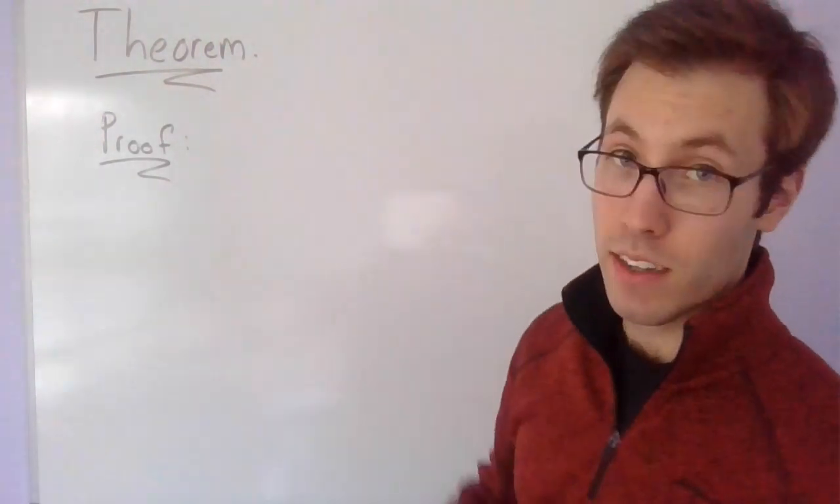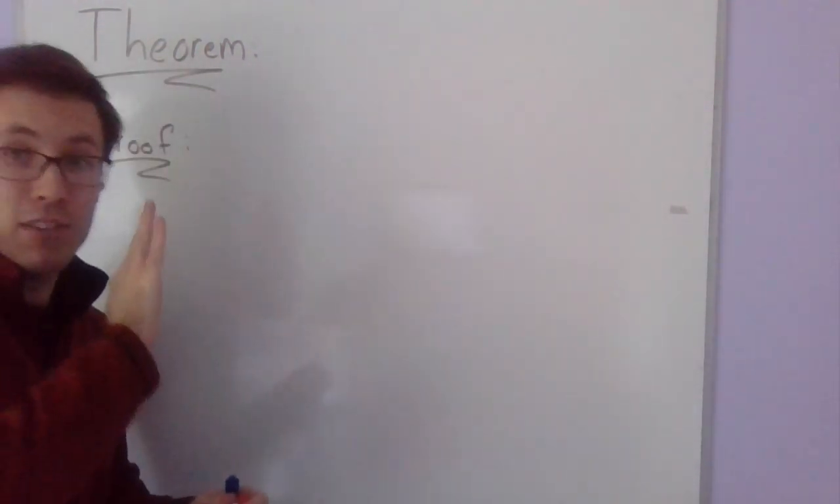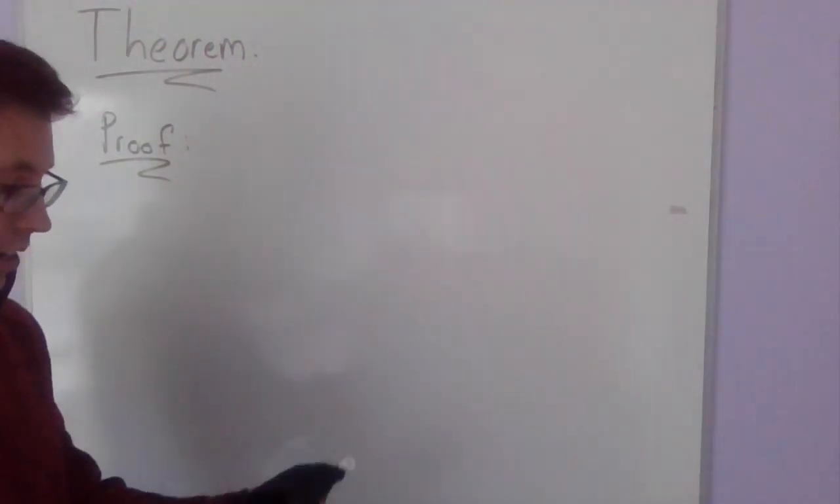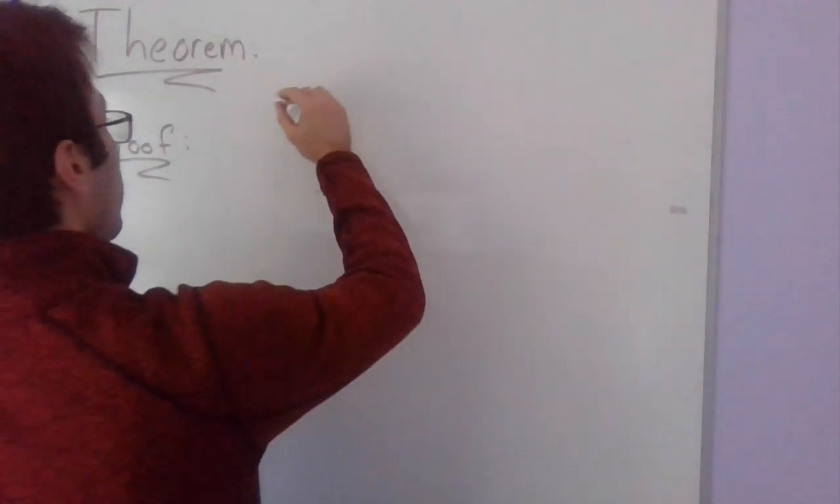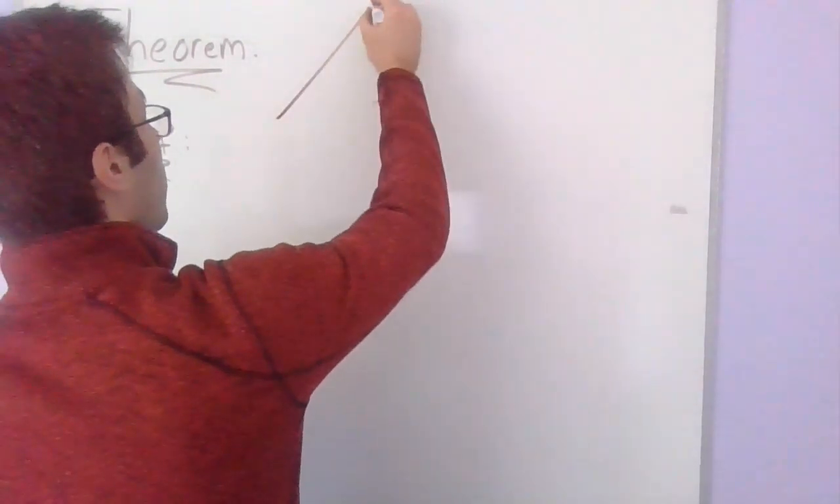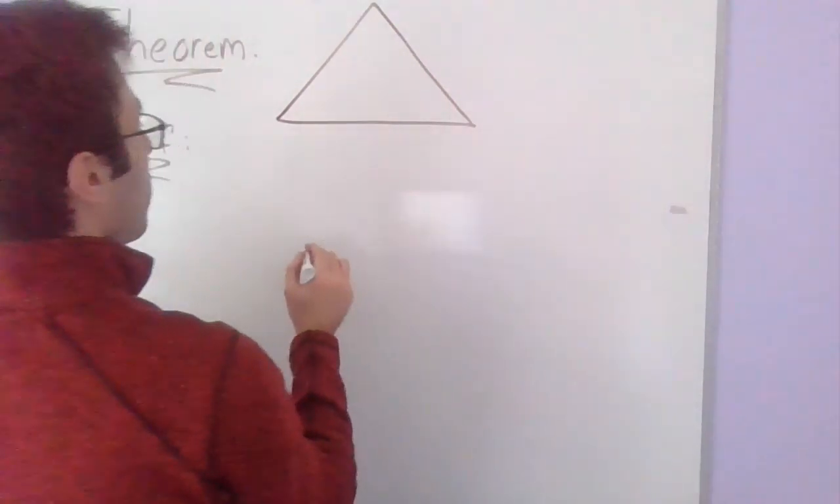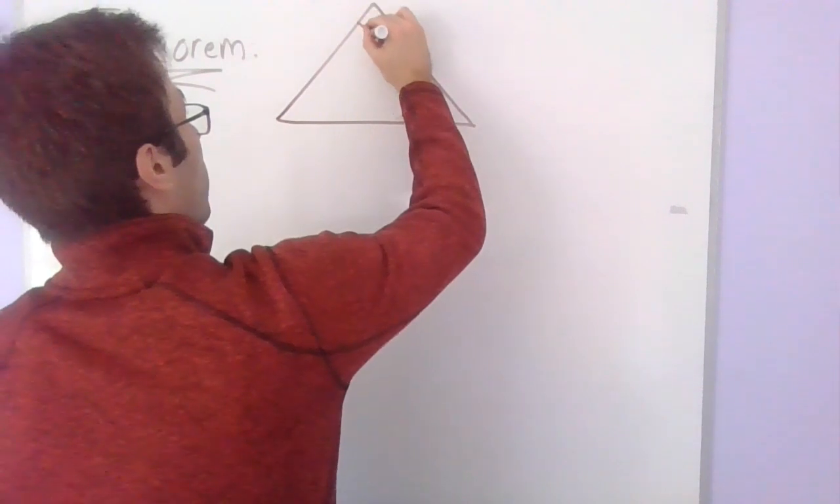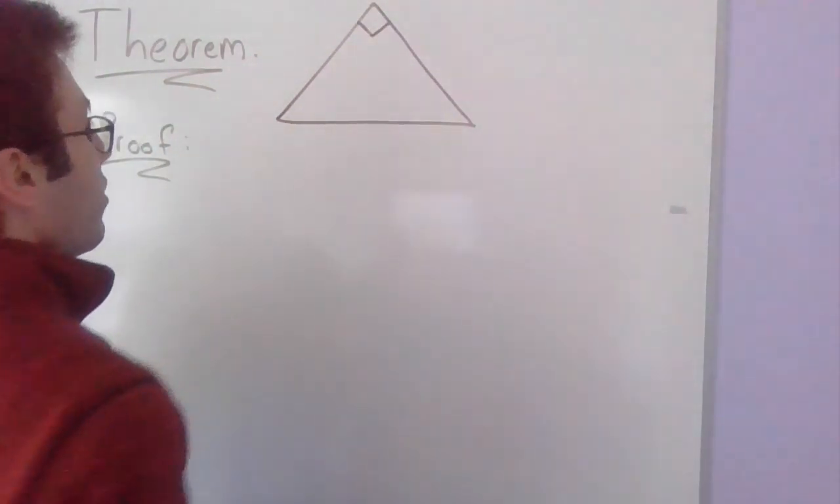So the theorem states that if you're given a right triangle, and the Pythagorean theorem is only in context to right triangles. A lot of people think it's for all triangles, but it's only right triangles. And I'm going to draw my triangle a little bit funky here because we're going to prove this result. So I'm going to put it right at the top. There's my right angle, that's 90 degrees.